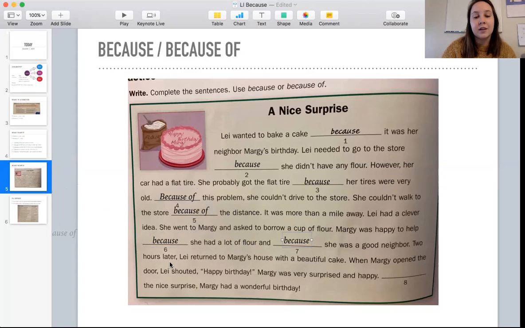2 hours later, Lay returned to Margie's house with a beautiful cake. When Margie opened the door, Lay shouted, "Happy birthday!" Margie was very surprised and happy. Because of the nice surprise, Margie had a wonderful birthday.